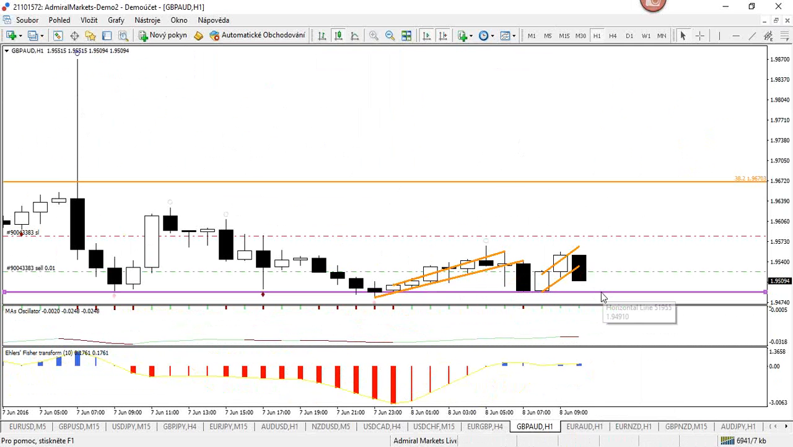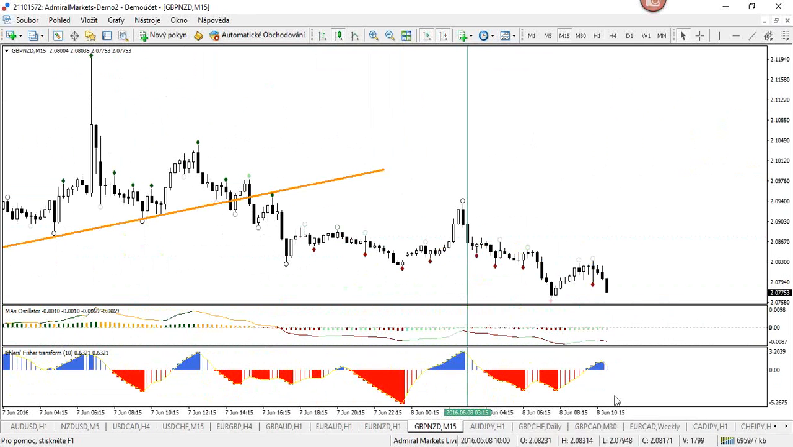All right, Pound Dollar, 13 minutes left. If it closes something like that, then that does look like a good close, because the close would be below the candle low of the previous one. But let's see. Still too early to say. Pound New Zealand looks to be doing the same.